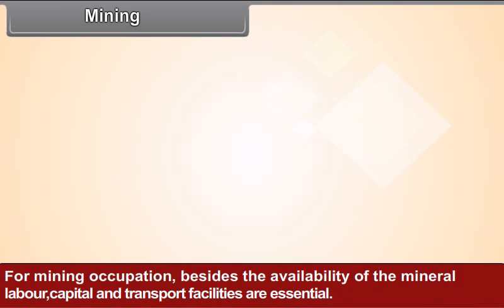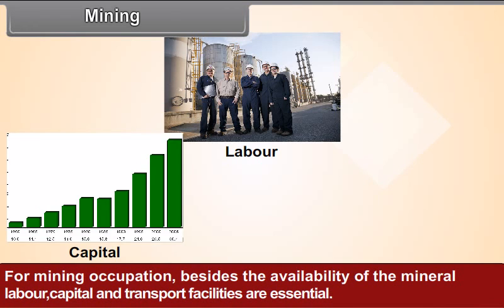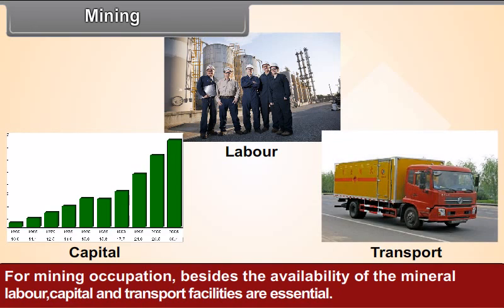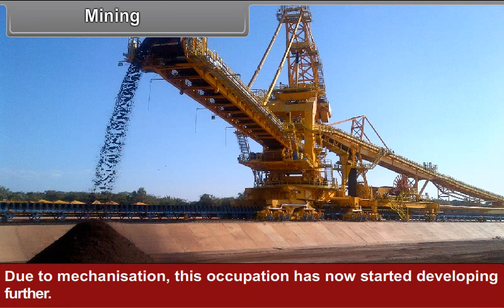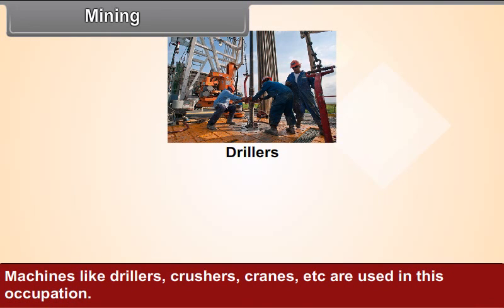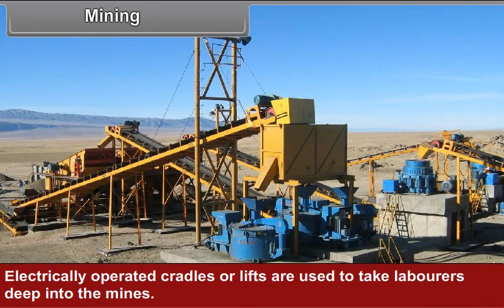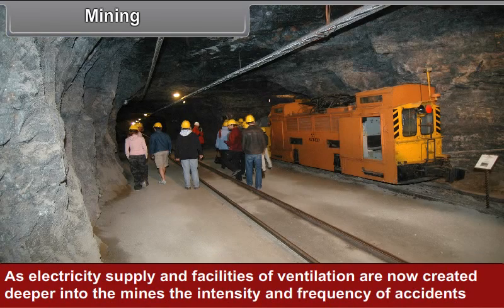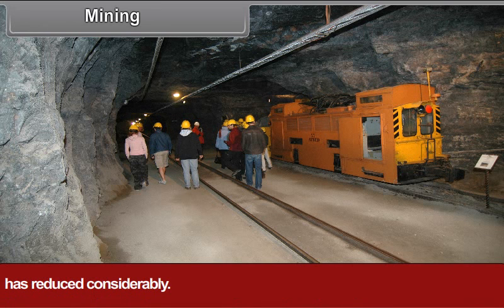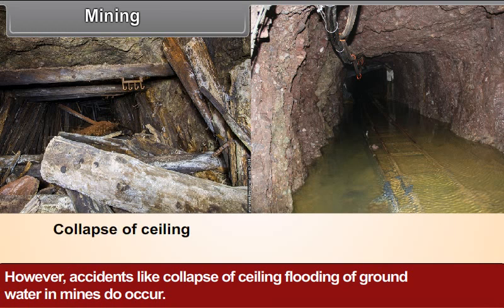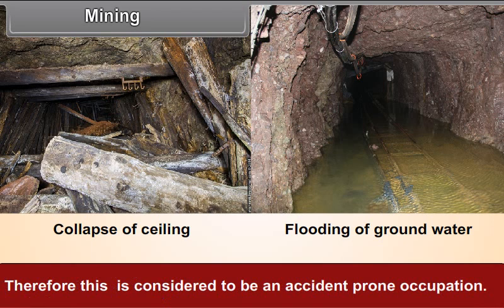For mining occupation, besides the availability of the mineral, labor, capital and transport facilities are essential. Due to mechanization, this occupation has now started developing further. Machines like drillers, crushers, cranes, etc. are used in this occupation. Electrically operated cradles or lifts are used to take laborers deep into the mines. As electricity supply and facilities of ventilation are now created deeper into the mines, the intensity and frequency of accidents has reduced considerably. However, accidents like collapse of ceiling, flooding of groundwater in the mines do occur. Therefore, this is considered to be an accident-prone occupation.